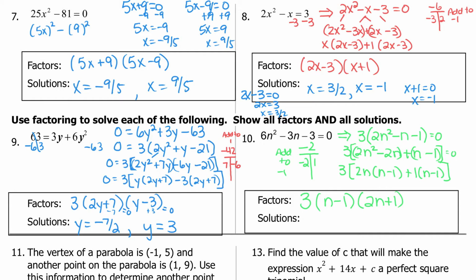Again, you don't have to set the 3 equal to 0 because there's not a variable there, but you do need to set this one equal to 0 and this one equal to 0. So here I would add 1, so that would give you n equals 1. Here I would subtract 1 and then have to divide by 2, so I'd have n equals negative 1/2.